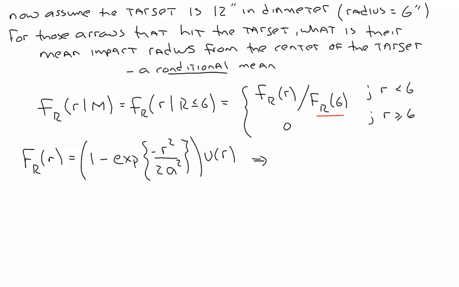So you can plug in 6. A of course equals 4. You plug that in and you'll find that the result is 0.67534. Okay? In our case, A equals 4. Alrighty? All right. So, let's find the conditional mean.